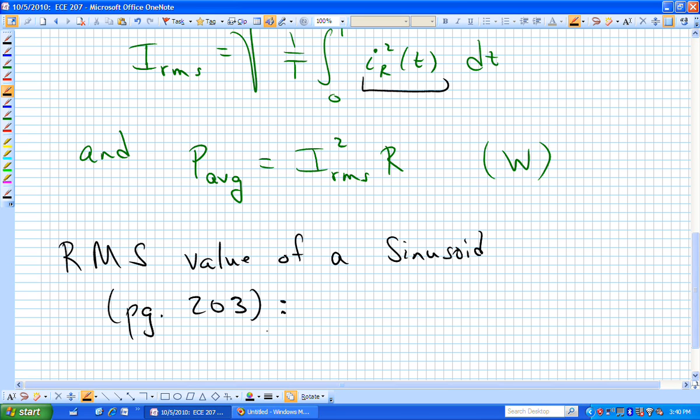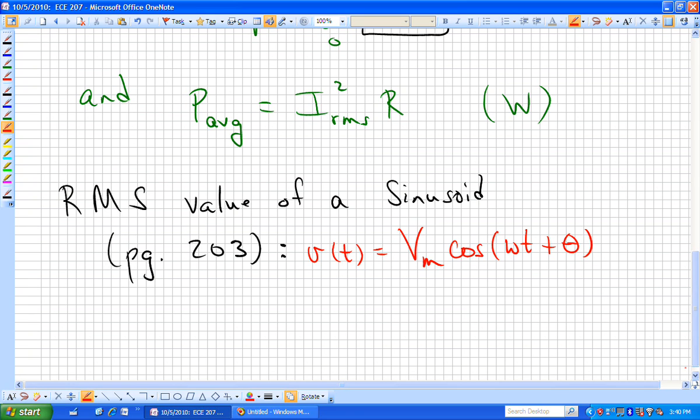on page 203, which if you have a time domain signal, let's say V of t, that's a sine wave, a sinusoid, let's say it's a cosine with an amplitude of V sub m, a frequency of omega, and maybe it has an angle, an offset of theta degrees. If you go through the algebra to square that, take its average value over one period of time, what's the period of that waveform?